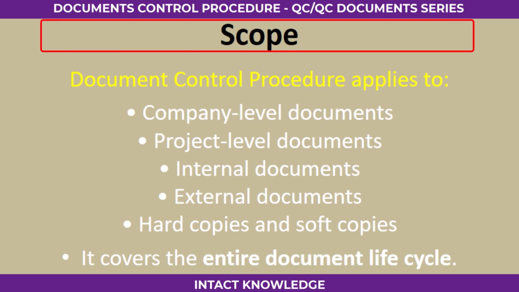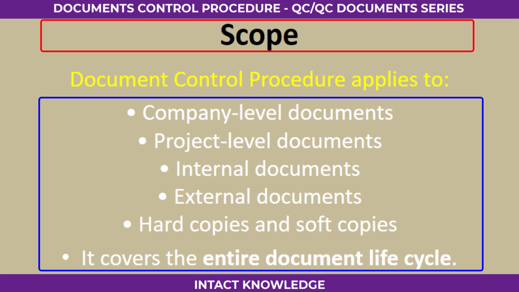Scope of document control. Document control procedure applies to company-level documents, project-level documents, internal documents, external documents, hard copies and soft copies. It covers the entire document life cycle.